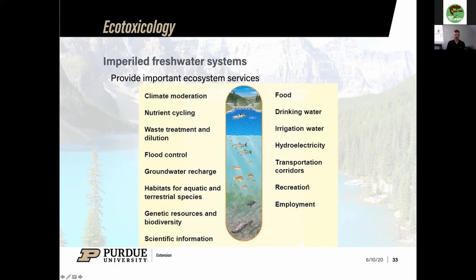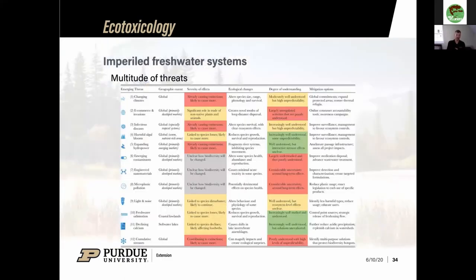So there's a broad diversity of ecosystem services that we rely on these freshwater systems for. But unfortunately, these freshwater systems are highly imperiled. Again, there's not that much of it on the planet, and we really stress them with our human activities. So this table here goes through some of these. I won't go through them all, just highlight a few.